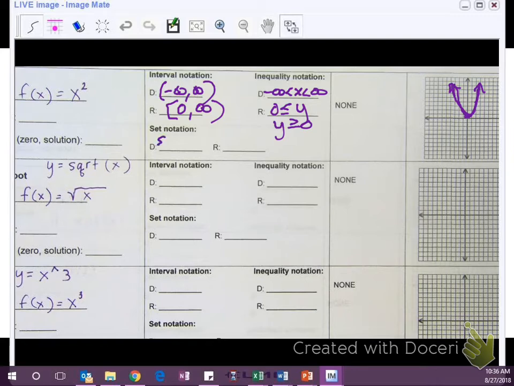In set notation, the set of all x's such that x is an element of the reals. That covers all of the reals. That's not a very good brace. I didn't want that.